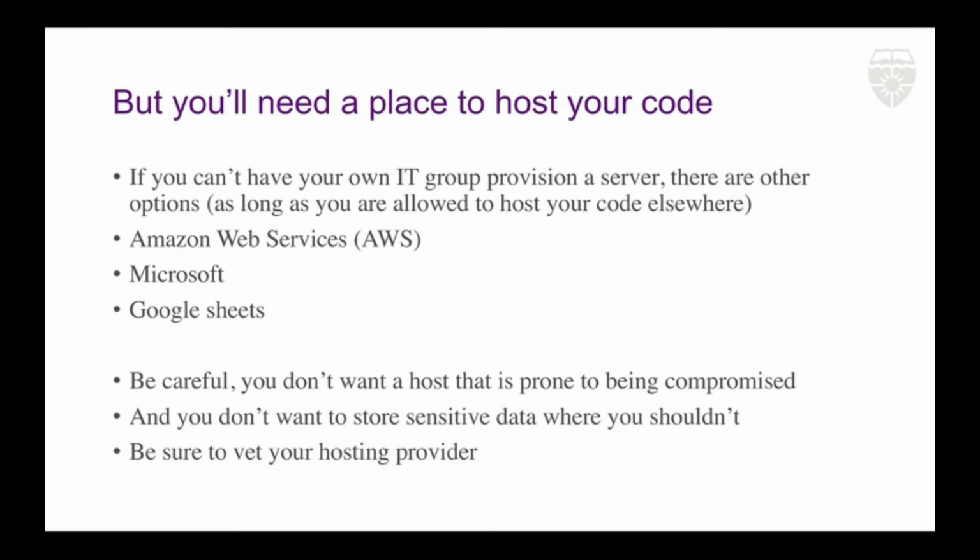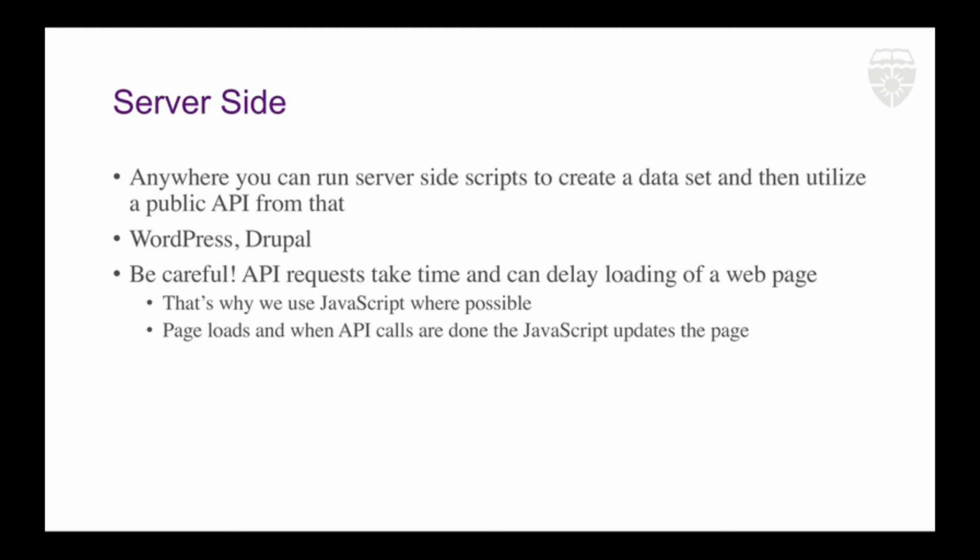So vet your hosting provider. Don't go back and say, well, Chad said it's okay for me to host this on DreamHost or Dropbox or anything like that. I'm not saying that at all. So anywhere you can run server-side scripts to create a data set and then utilize a public API from that is a great spot. And again, Drupal, WordPress, AWS. With AWS, you don't even need to host scripts. They have Lambda, where you can send a request and it just does a script on the fly or something like that. I haven't worked with it, but it is available.